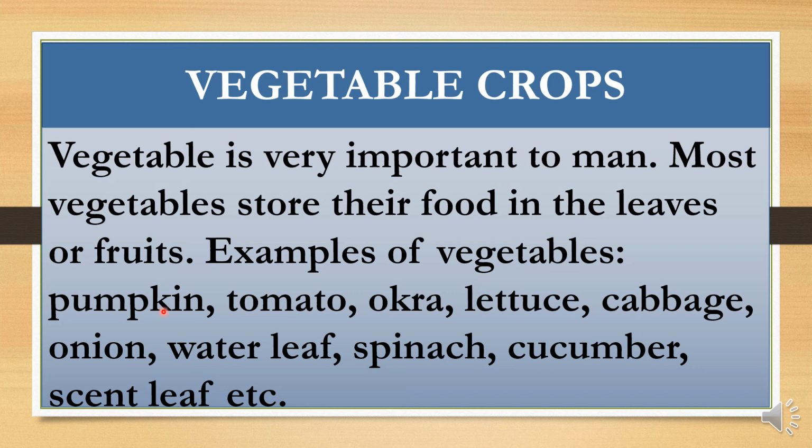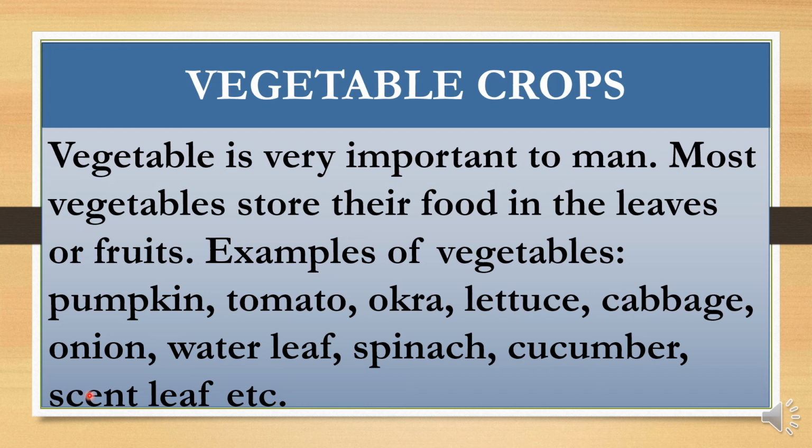We have pumpkin, we have tomato, we have okra, we have lettuce, we have cabbage, we have onion, we have water leaf, we have spinach, we have cucumber, we have scent leaf, and many of them. We have even garden egg leaf, the one we call angara. We have so many other leaves. We have the one we call green. We also have our bitter leaf, like when mom cooks bitter leaf soup.